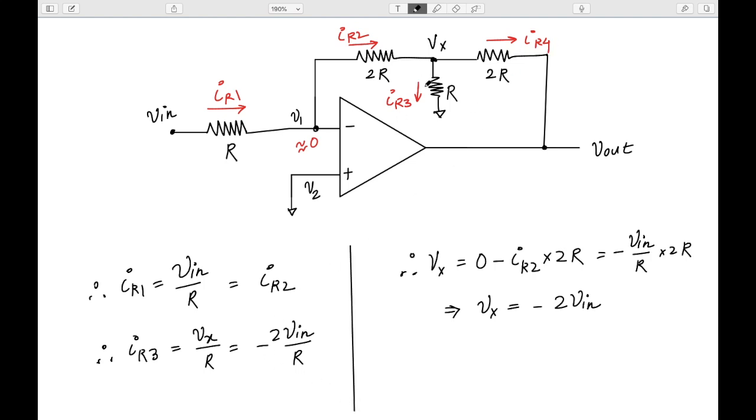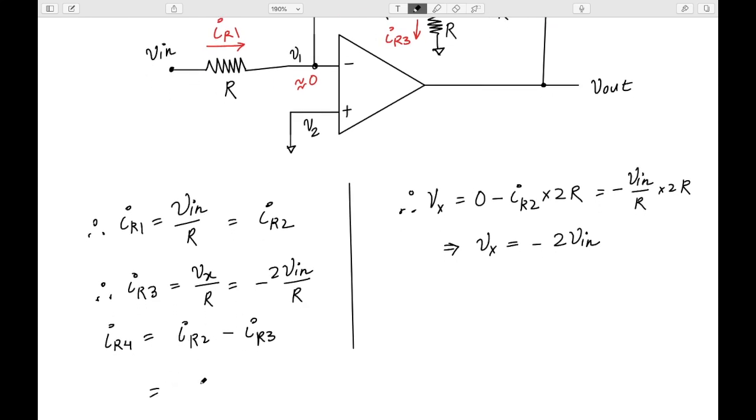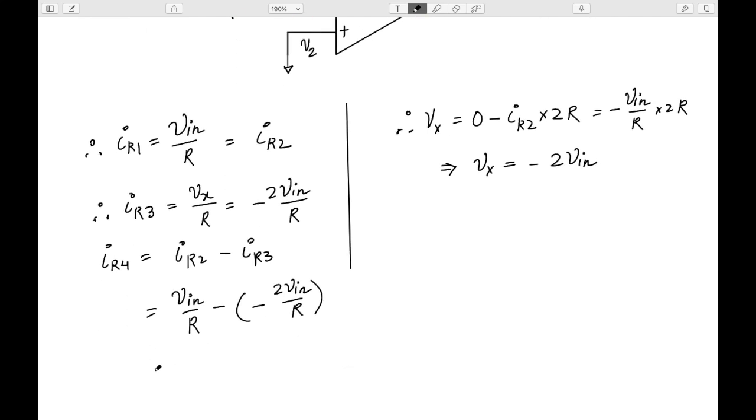Okay, and therefore for this current IR4, we can apply a simple KCL at this node. So KCL at this node means IR4 will be equal to IR2 minus IR3, because this current is coming out and this is going this way. Okay, so what is IR2? This is V in by R, minus IR3, which is minus twice V in by R. Okay, so if I sum it up, it becomes minus 3 V in by R.